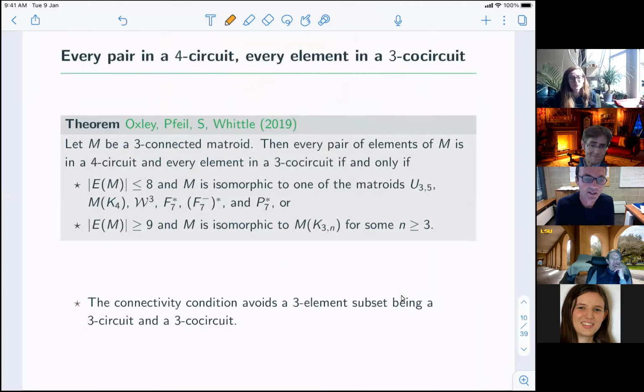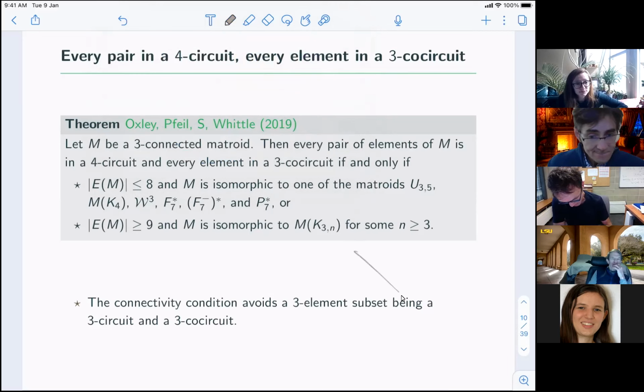So there it is. I'll give you a moment to have a look at that. The 3-connected condition is there to avoid things like, so that no 3-element subset is a 3-circuit and a 3-cocircuit. Here's another example that would fall in that class, but it's not 3-connected.